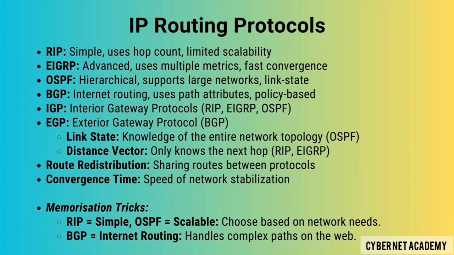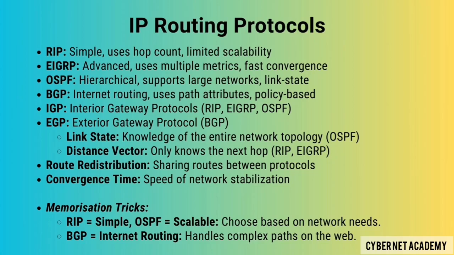IP routing protocols are essential for dynamic route discovery and maintenance in networks. RIP, or Routing Information Protocol, is a simple distance vector protocol using hop count as its metric, but it's limited to 15 hops and has slow convergence. EIGRP, Enhanced Interior Gateway Routing Protocol, is a Cisco proprietary advanced distance vector protocol that uses a composite metric for fast convergence and efficient bandwidth usage.